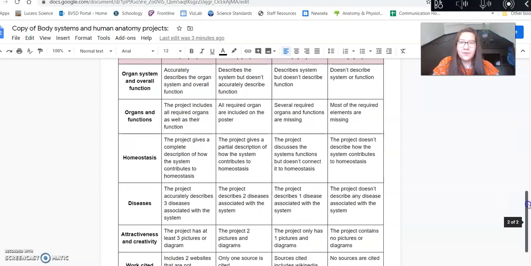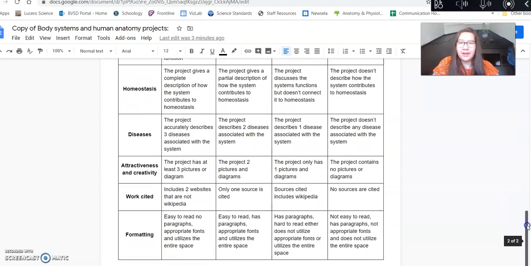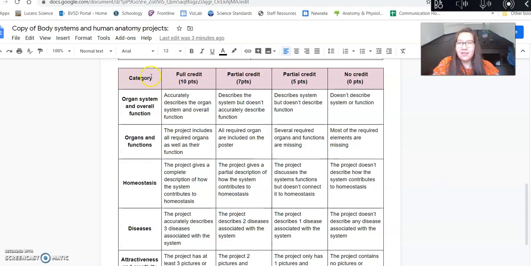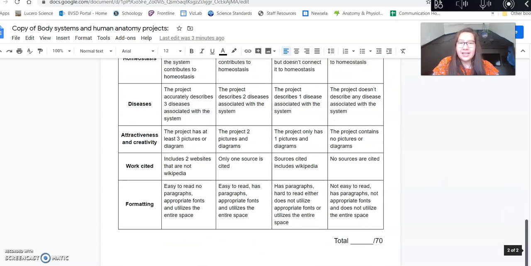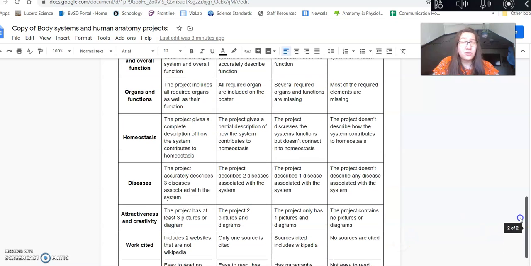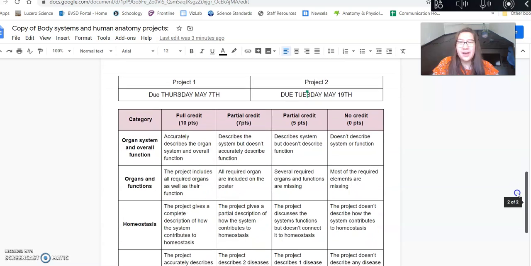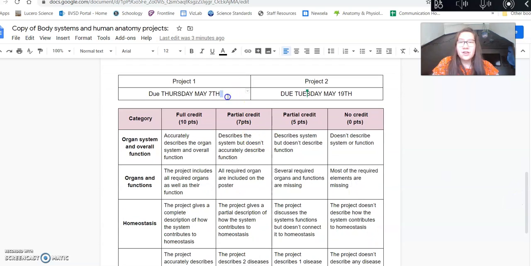In terms of grades, I do have a rubric right here, so you can see all the different categories, how to get full credit, partial credit, and our total is going to be out of 70 points times 2 assignments. That's going to be a total of 140 points. Your first project, your first system, whatever you choose it to be, will be due on May 7th, which is going to be next Thursday.